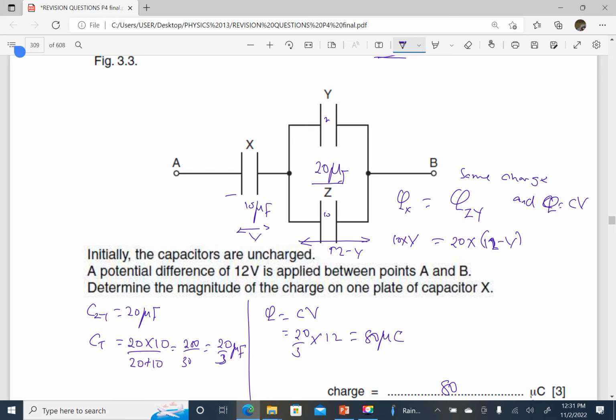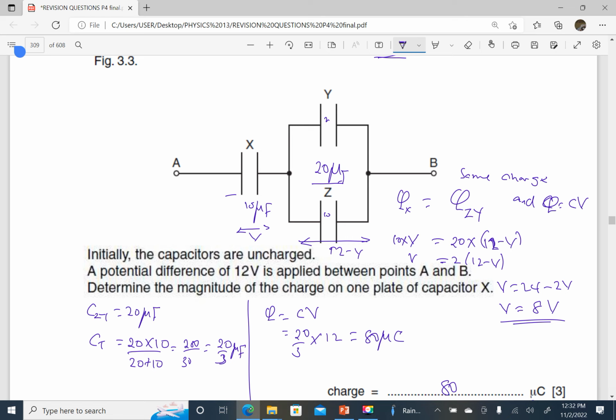So I will now solve. Of course, we have this side V is equal to 2 into 12 minus V. So we have that V is equal to 24 minus 2V. We now have that 3V is equal to 24 and V is equal to 8 volts. That means the PD across 10 microfarads is 8 volts.